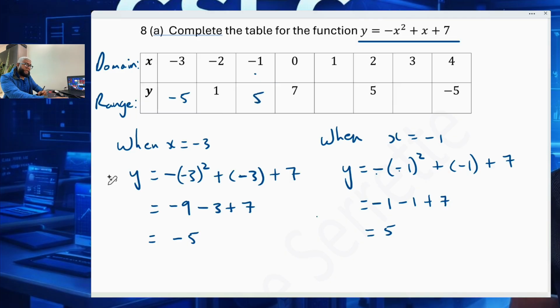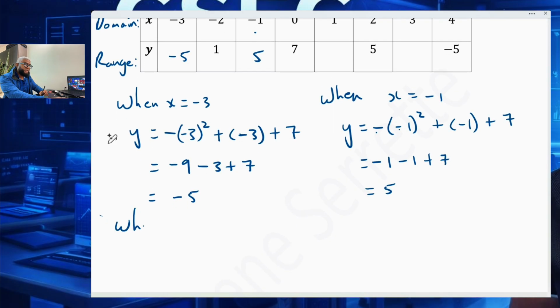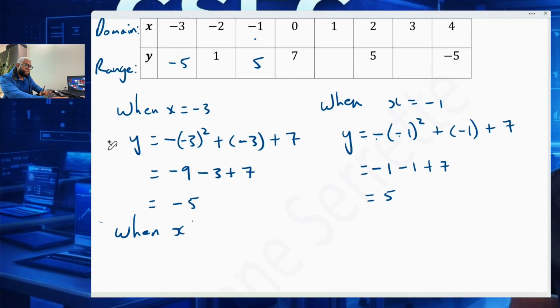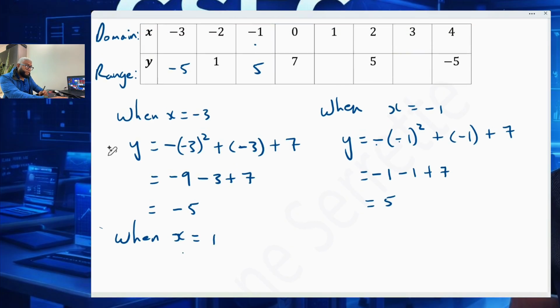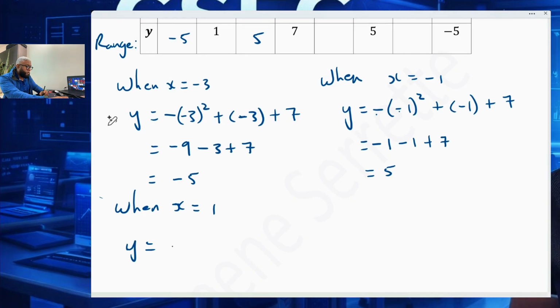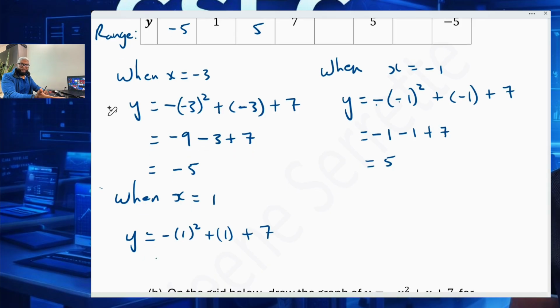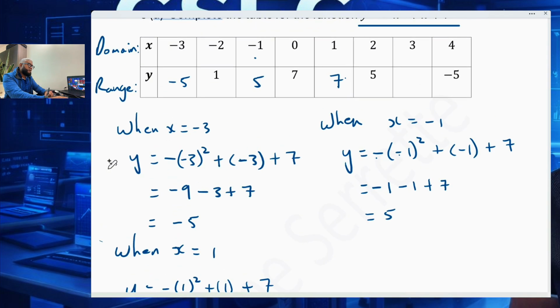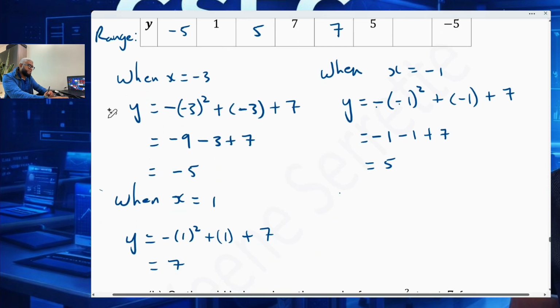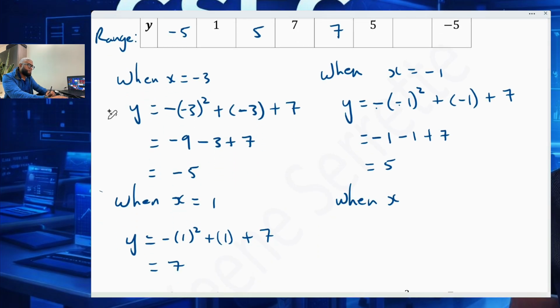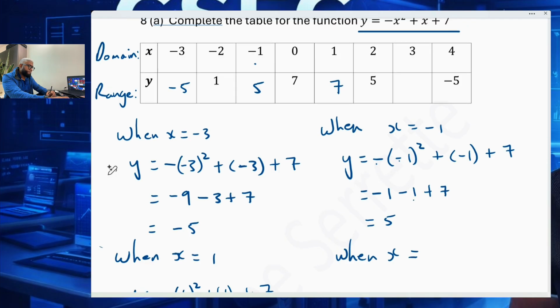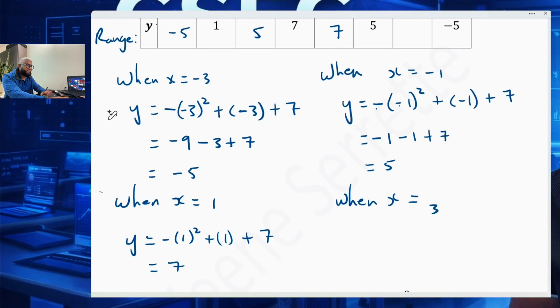Let's go. When x is equal to what next here, Keegan? When x is equal to 1. Y will be equal to negative 1 squared plus 1 plus 7. So that'll just be negative 1 plus 1 plus 7, which will be 7. Right? That's what you all got here, 7. And then the last one will be when x is equal to, what's the last one? When x is equal to what? 3, proper.